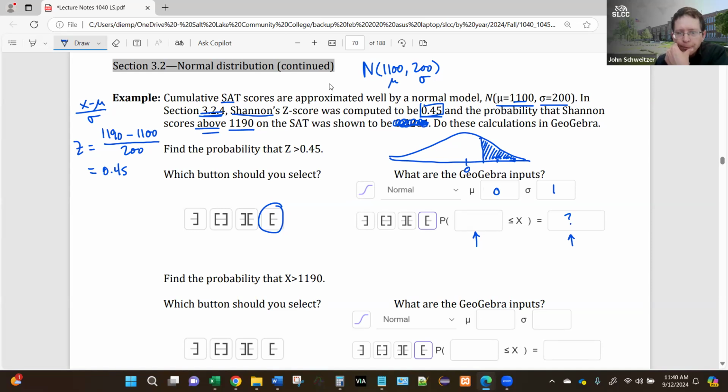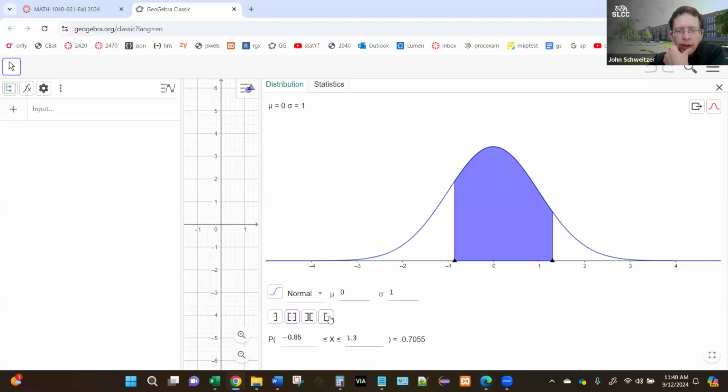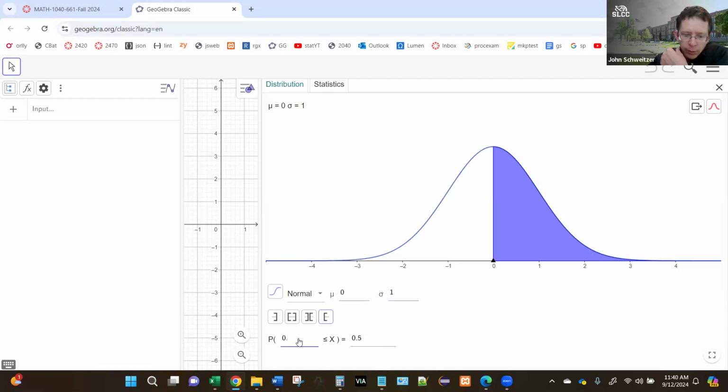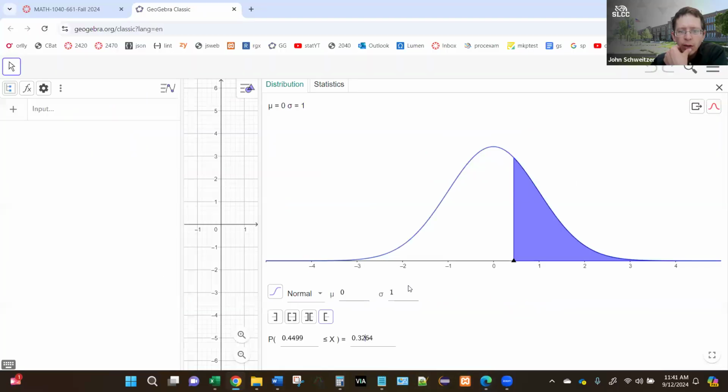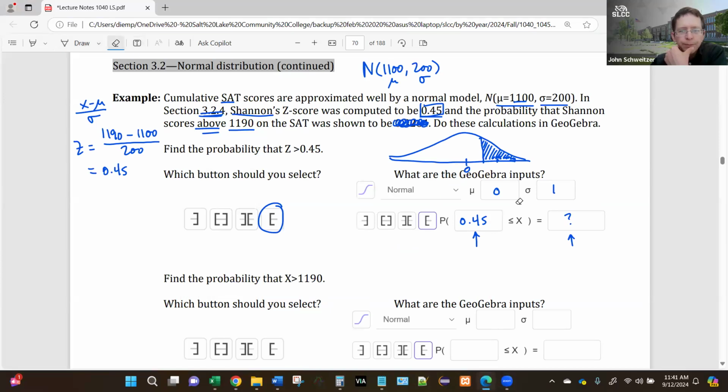So what's the probability of getting a randomly selected student who has a z-score above 0.45? That's what we're going to do, but in GeoGebra. Okay, so we go greater than 0.45, and there we go. It's 0.3264. Okay, so that picture actually looks pretty close to what I've drawn here. So it sounds right. It seems reasonable, and it's about 33%. So 0.3264. So that's what appears over here, 0.3264.